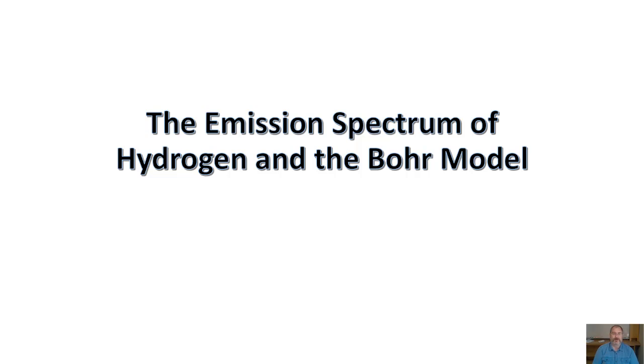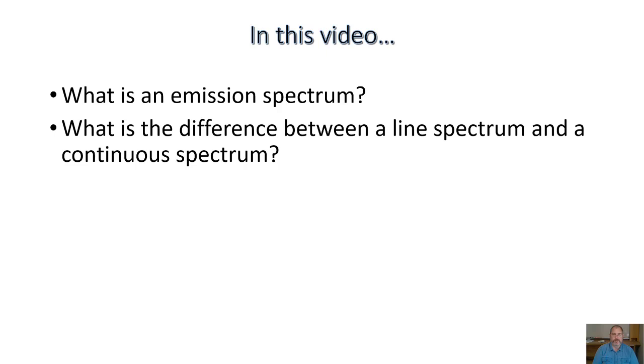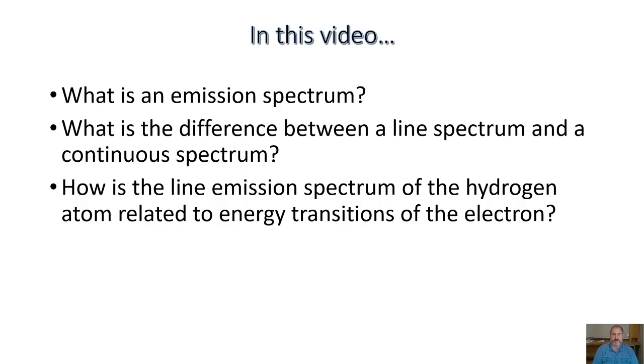Hi, and welcome to this video on the emission spectrum of hydrogen and the Bohr model. In this video, I'm going to discuss what an emission spectrum is. I'm also going to show the difference between a line spectrum and a continuous spectrum. And finally, I'm going to show you how the line emission spectrum of hydrogen is related to energy transitions of the electron in the atom.